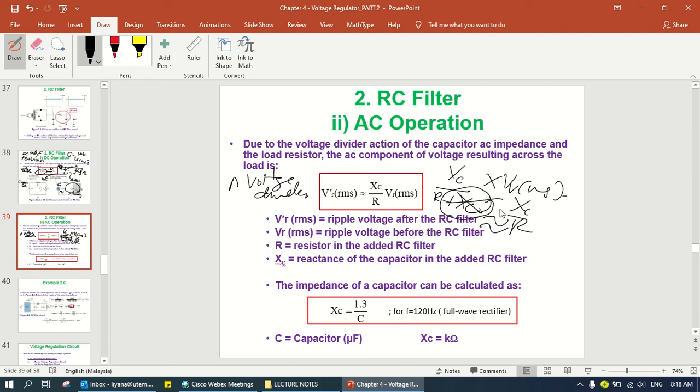But you can use either the approximation or the equal sign also. So XC is also equal to 1.3 over C, where C is in microfarad. XC must be in kilo ohm. The reason we get 1.3 is because the frequency is 120 for a full wave rectifier. So these two are important for you to know, this one and this one.